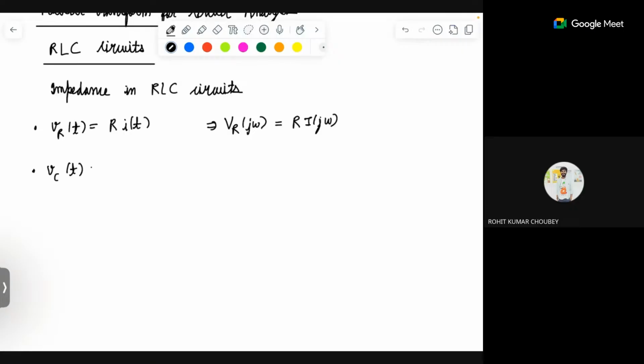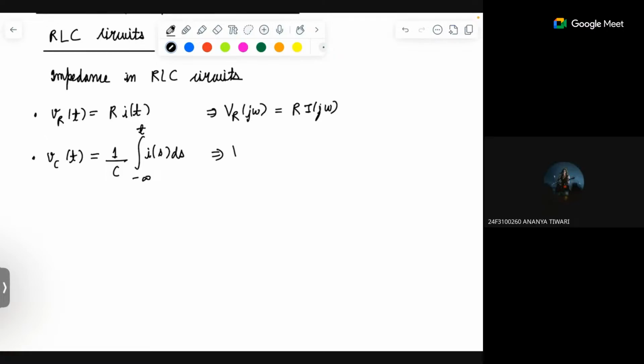For the capacitor, V is Q by C, and Q is the integral of the current, so we have the integral from minus infinity to t. This is clear for the equation for the capacitor. Yes, ma'am. Now, let us write it in the Fourier domain.